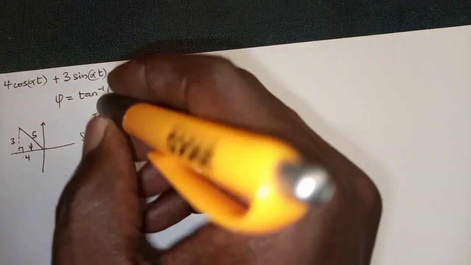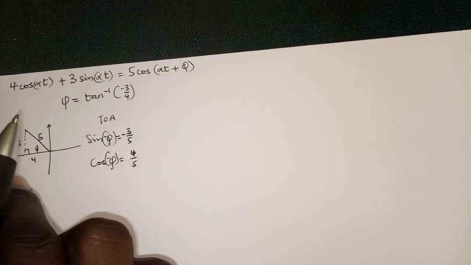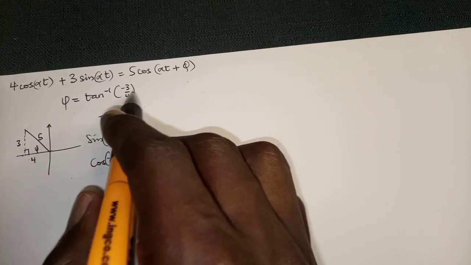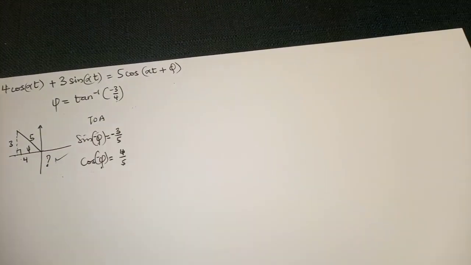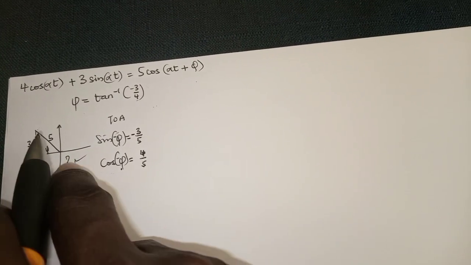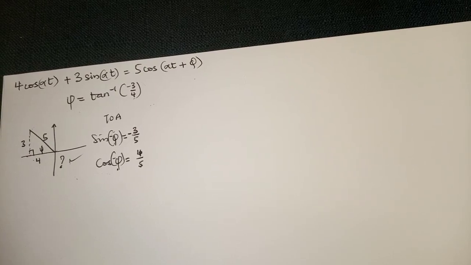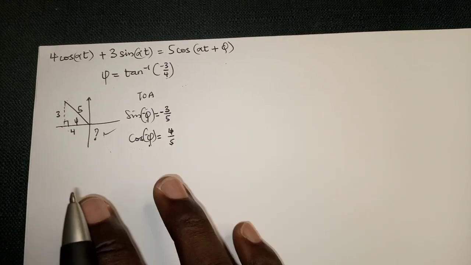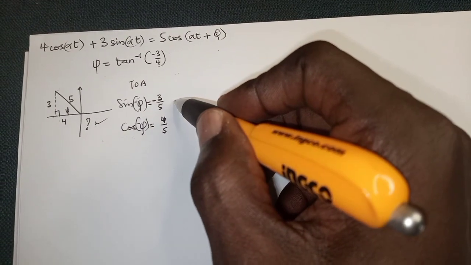So that means that our sine will be negative. So the actual diagram for this will be in the fourth quadrant, because sine is negative here but cos is positive. Okay, so with that in mind, bear in mind this.